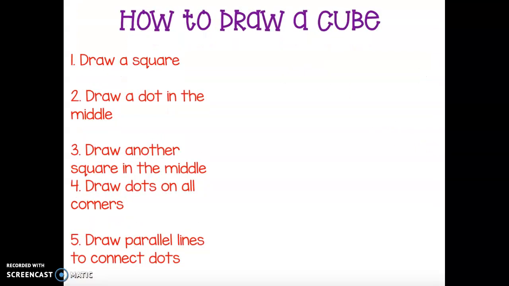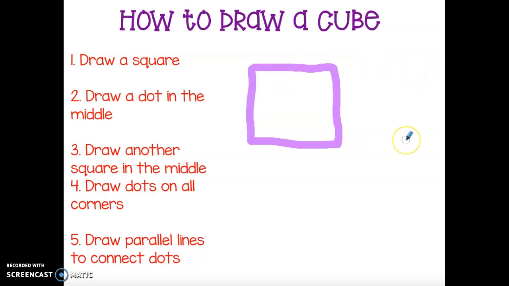All right, so we're gonna draw a cube together, step by step. So our first step is to draw a square. So I'm gonna start off drawing a square. Now, yours can be much better than mine, but I'm drawing on the computer, so it's not going to be perfectly straight. So I did the first step, draw a square. Step 2, draw a dot in the middle, just like this.